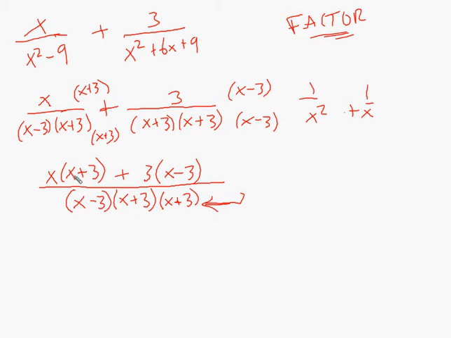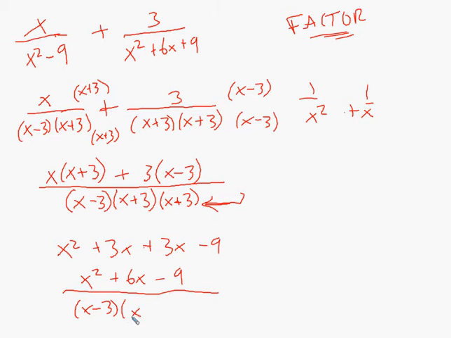All right, now what do I do? You would distribute. So I get x squared plus 3x plus 3x minus 9. And then I combine that, I get x squared plus 6x minus 9, all over x minus 3 times x plus 3 squared. And this is my answer. If I can factor this, I do. It is not factorable. So you do need to try it though, I just happen to know that that's not factorable.